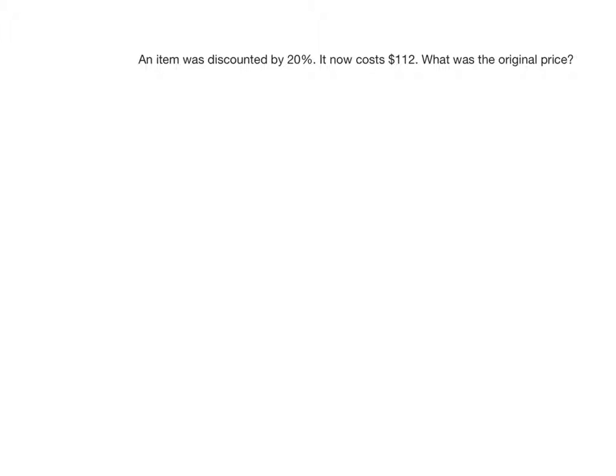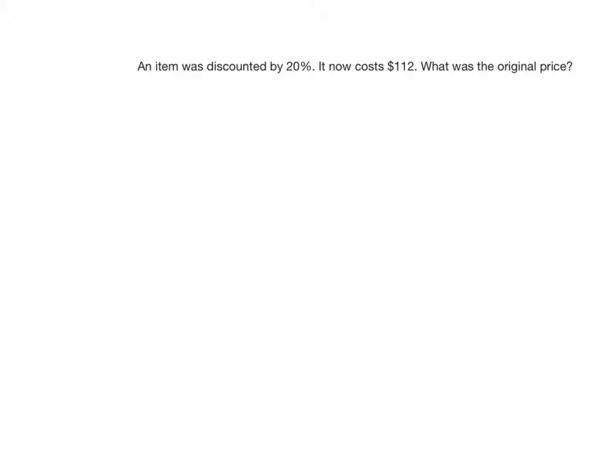Okay, so in this one, we're told that an item was discounted by 20% and now costs $112. So we know what the selling price is. We know what it's going to sell for, but we don't know what the original price is. So that's why this question is different. When something is discounted by 20%, that means you're only paying 80% of the price. You know, if it was discounted by 40%, you're only paying 60% of the price.